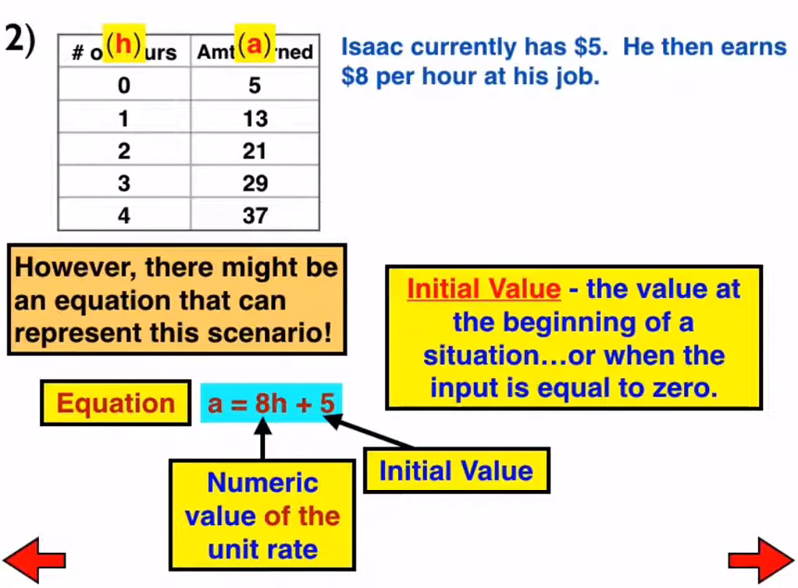By the way, question for you. In problem number 1, what was the initial value? 0. Isaac didn't have anything at the very beginning, right? In all proportional relationships, the initial value is 0. That's why we didn't even need to talk about it before. But now we do.